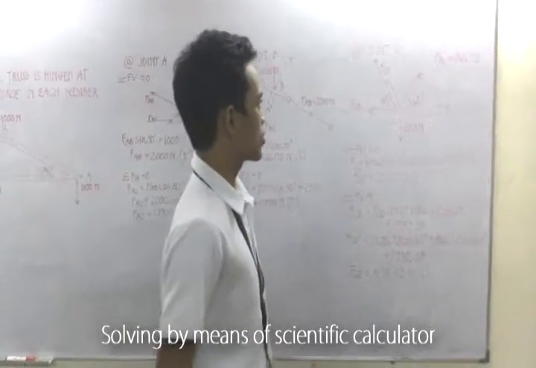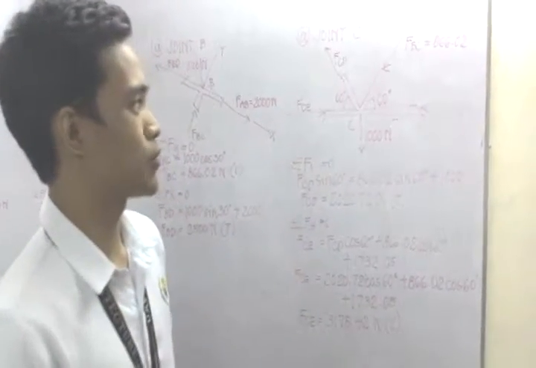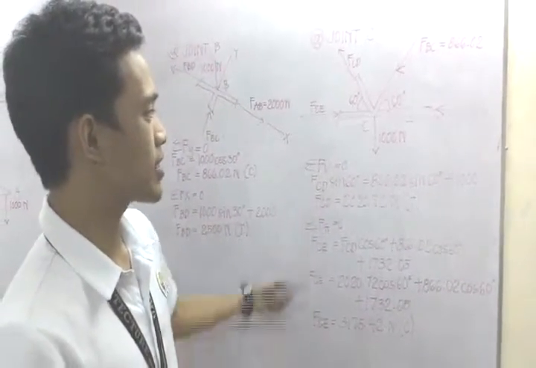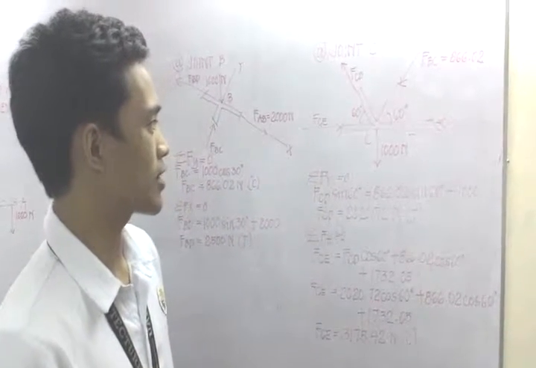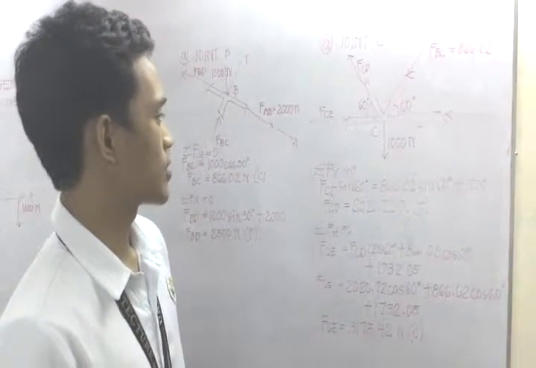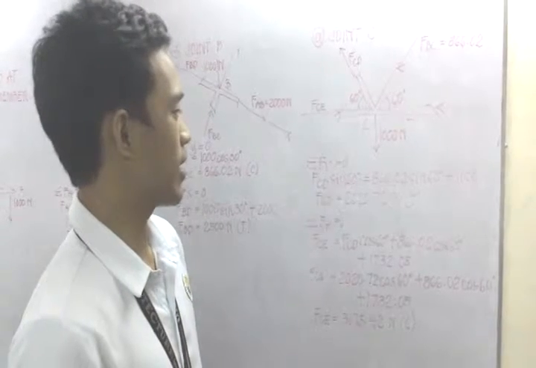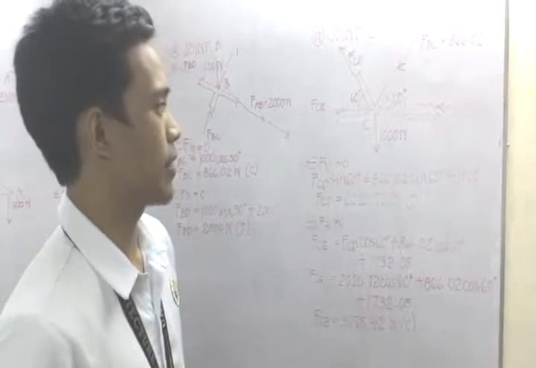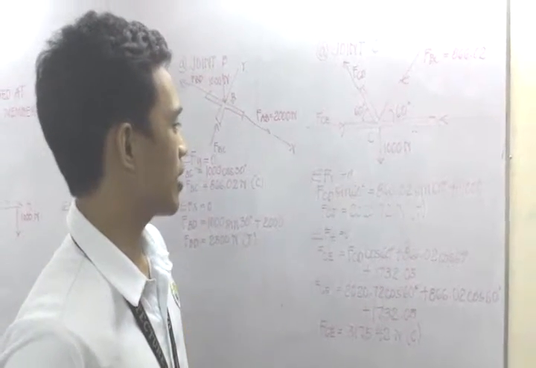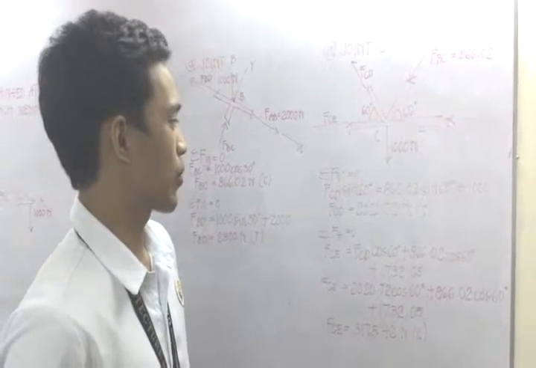And now we'll go to joint C. So this is the free body diagram of joint C. As you can see, there's the 1000 Newton acting on joint C. So we must first find the vertical forces acting on it. So the summation of vertical forces is equal to 0.